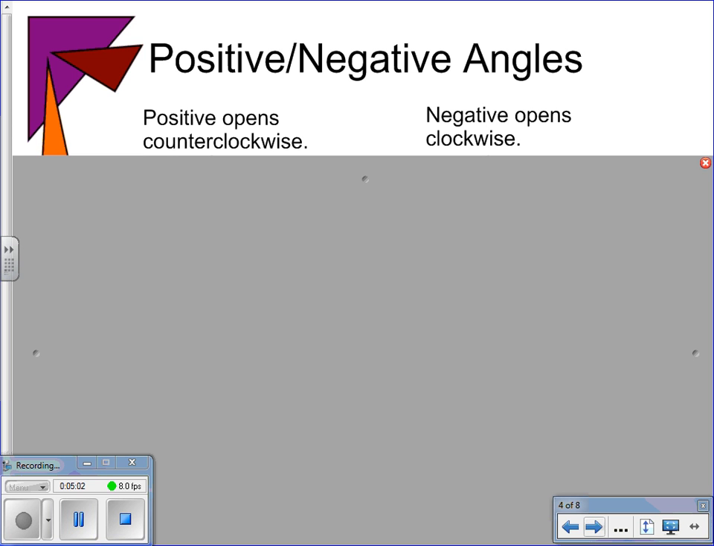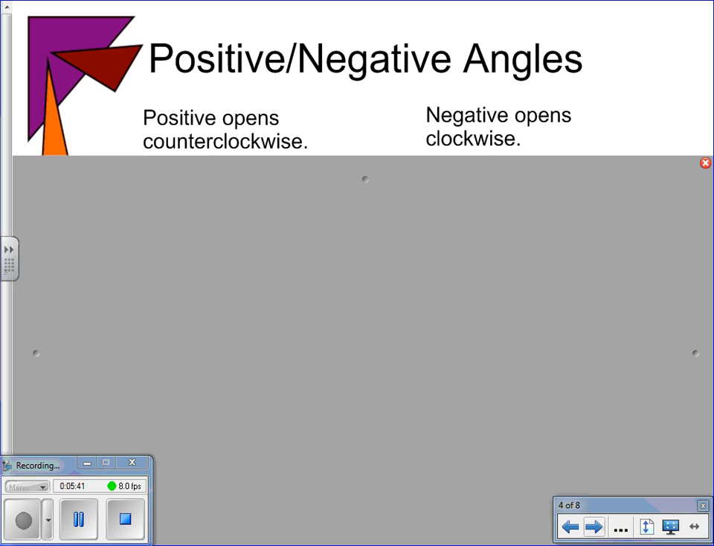This is definitely different than geometry. In geometry, there would never be a negative angle. There weren't negative side lengths. It didn't make sense under the terms of geometry that we were working with. In algebra, we're okay with a negative angle because it just implies a different direction. So we'll have both positive and negative angles.